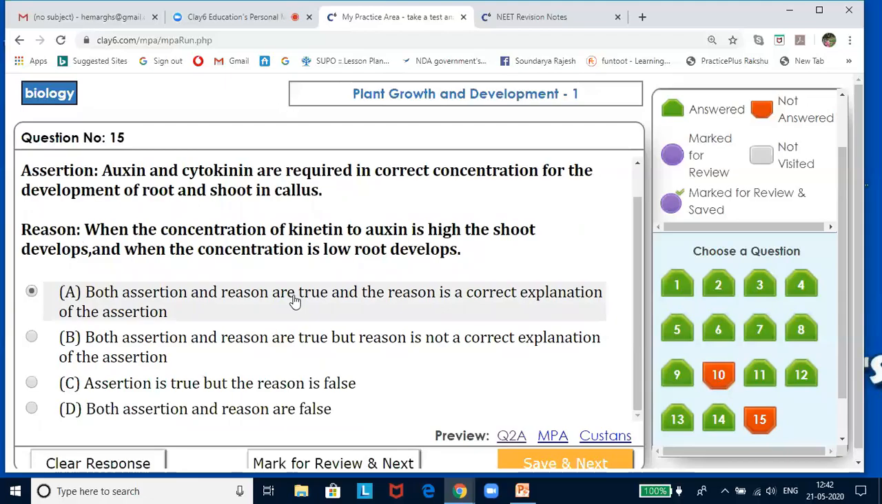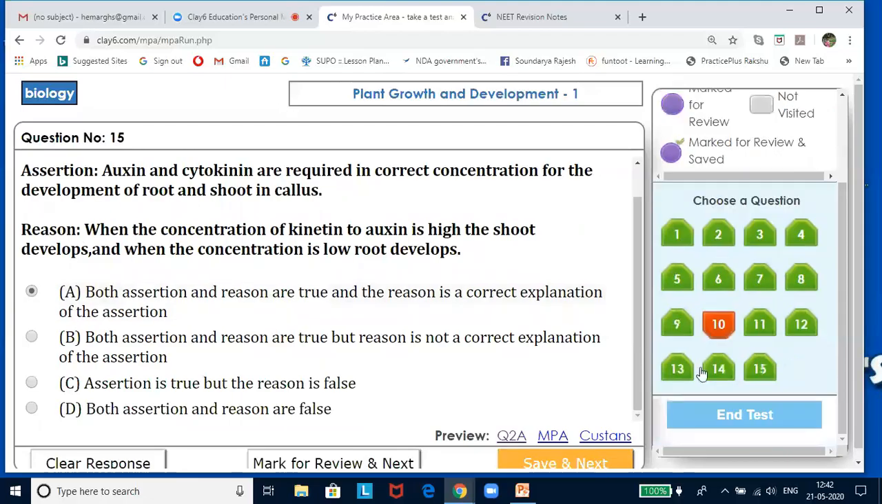See here, in this chapter, if you look at it, in most of the NEET questions, they have asked assertion and reasoning maximally. That one test contains only assertion and reasoning. So all the answers are correct.